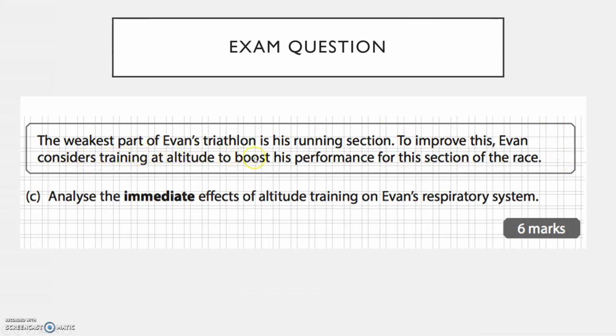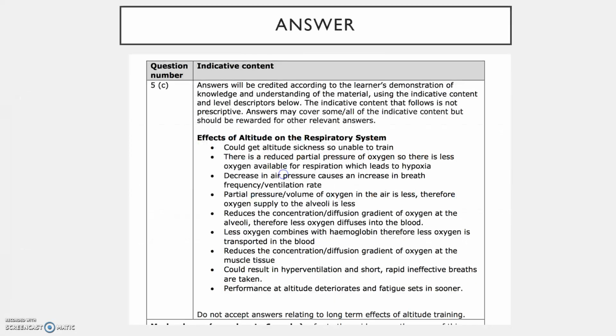The weakest part of Evan's triathlon is his running section. To improve this, Evan considers training at altitude to boost his performance for this section of the race. Analyse the immediate effects of altitude training on Evan's respiratory system. Pause this, give it a go. Answer: could get altitude sickness, so unable to train. That's hypoxia. Now, reduced partial pressure of oxygen, decrease in air pressure causes increase in breathing rate, so it's going through all of that process, GAPS DD, ADD effect there.